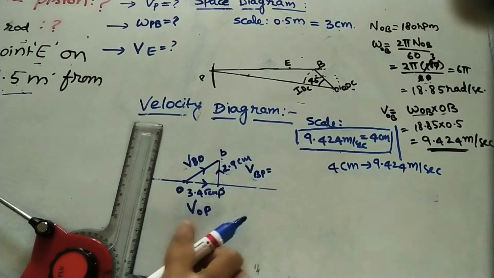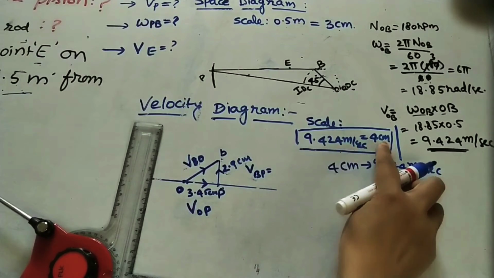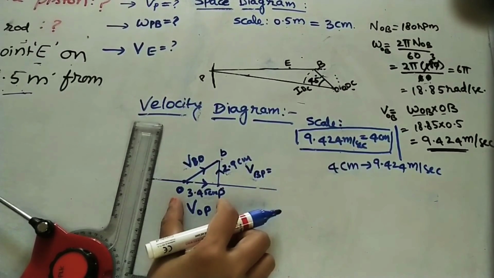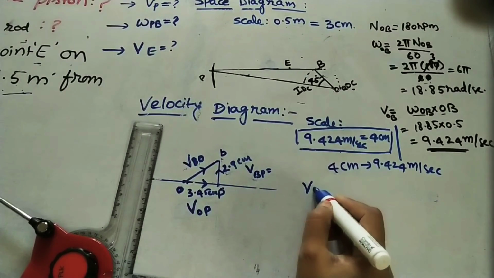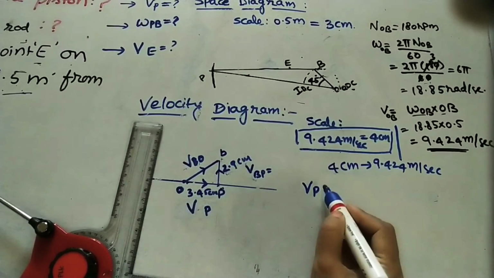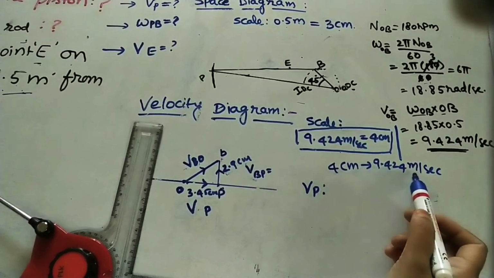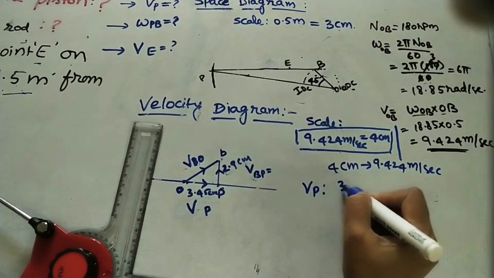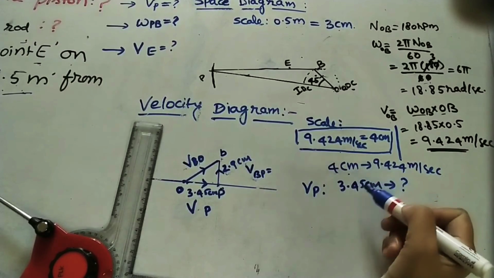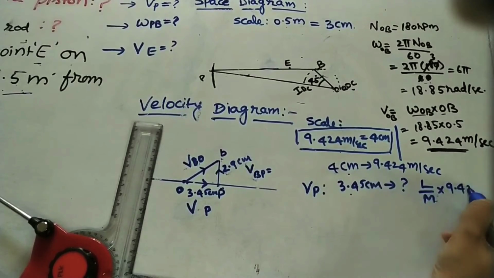So we are getting velocities in centimeters. We need velocities in meter per second. Already we took one scale here: 4 centimeters is equal to 9.424 meter per second. Now for finding the velocity of the slider, VP, we take 3.45. For 4 centimeters this value is 9.424. For 3.45 centimeters, how much? For more value it is also more, for less it is less. Less by more into 9.424.